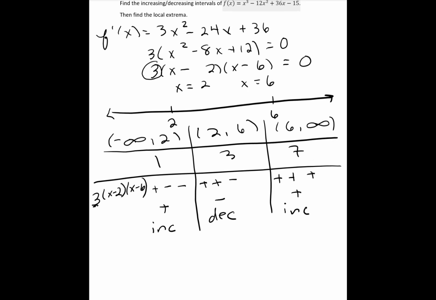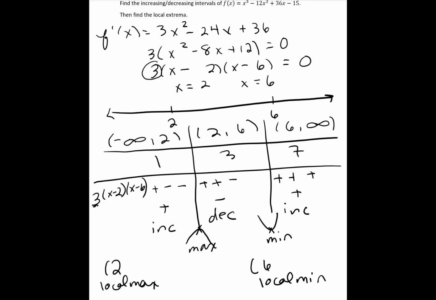I have that other question of what are my extrema? So up, down, there's a max. Down, up, there's a min. So I can see my max and my min. So the max happened at 2, and my min happened at 6. And again, just for good form, I want to make sure we understand that to get the y values, I plug it into the original, which was x cubed minus 12x squared plus 36x minus 15.